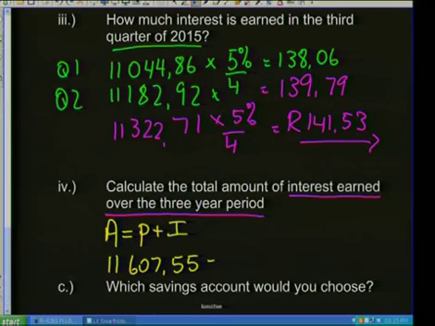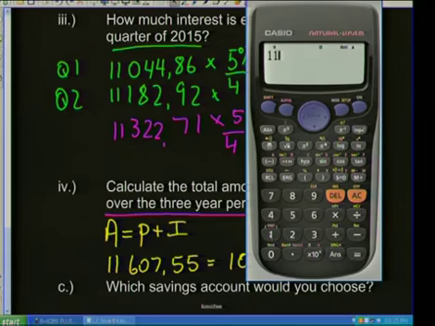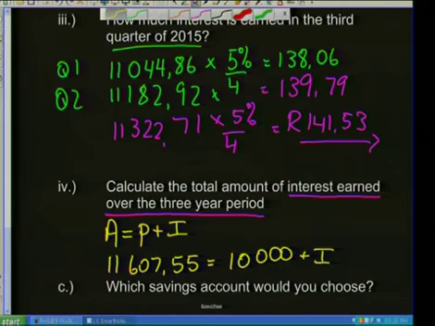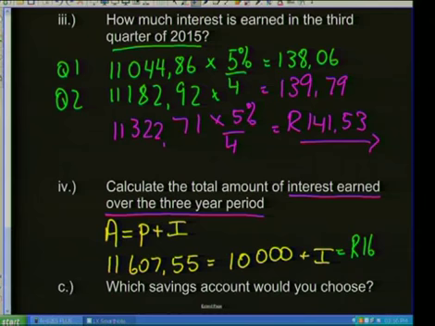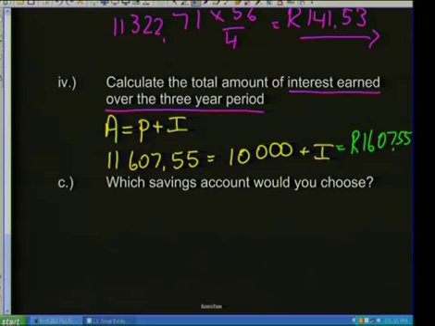11,607.55. We know that was 10,000 Rand that he started with plus the interest. So I can take what's in my bank account and just minus that original that I had. So let's take that, 11,607.55 minus my 10,000 that I started with, and see that it is 1,607 Rand 55. So what's in my bank account is actually this 1,607.55. Now, which savings account would you choose?